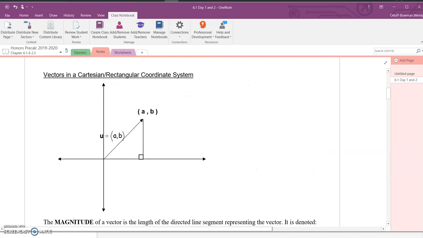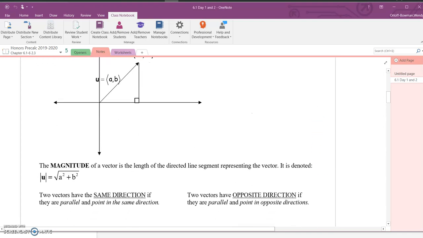So below I have a vector u. I have placed it at the origin, and it's drawn in standard position. The length of the directed line segment representing the vector is the magnitude of the vector. And we can use Pythagorean to help us find the magnitude, as you can see by the formula below.